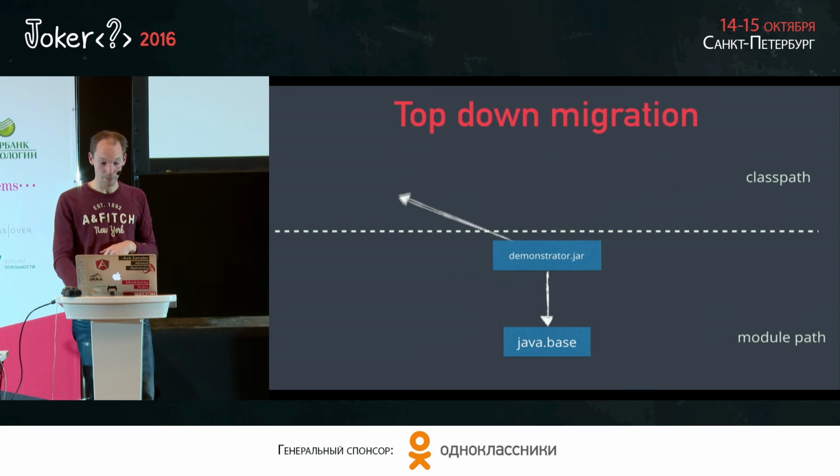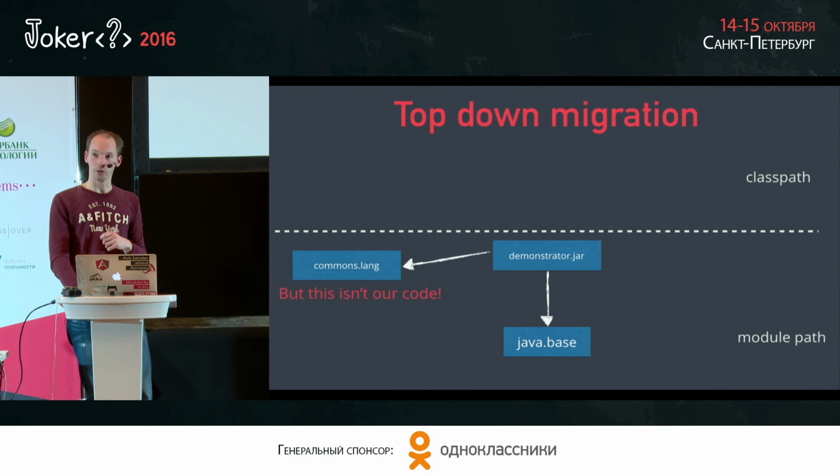So what should you do? Well, of course, the ideal would be to have commons-lang as a module on the module path. However, for that to happen, a module descriptor needs to be created for commons-lang, and that's not our code. So we could, of course, create it and patch the jar and create a real module out of it, but that's not really something that we want to do, right? And this is just one dependency, but our applications typically have tens of dependencies. So that's not really the way forward.